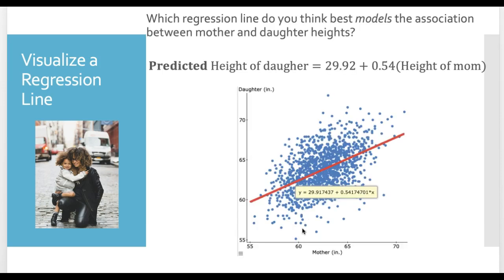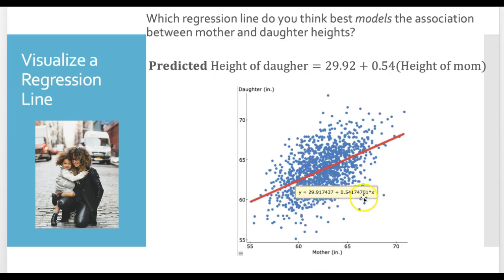Okay, all right. So which regression line? Actually, in Desmos, it will find us this curve here. It says y is equal to 29.917 plus 0.54 times x. So remember, x is the explanatory variable, the height of mother in inches, and y is the height of daughter. So that's the equation of this line.